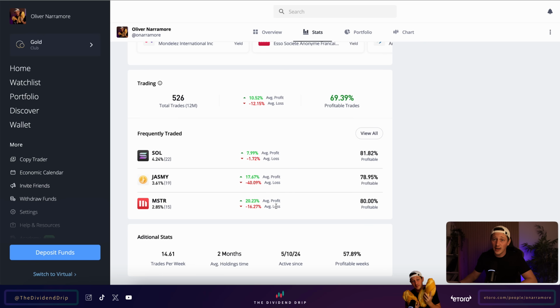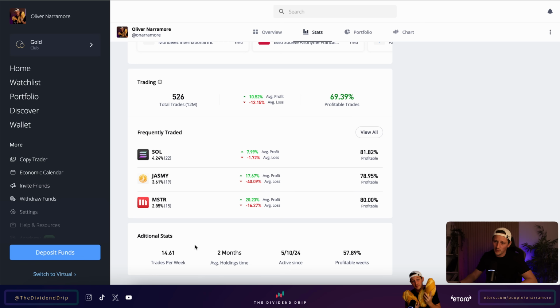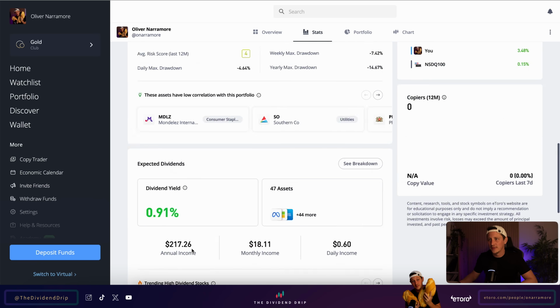Also, being a PI, the crypto is never really something people want to copy you on because it's so volatile. I think a lot of people now want to put their money into something a lot more stable. So I'm ditching this crypto. Sorry, guys and girls, not for me. Then you've got some additional stats here at the bottom. Your average holding time, your profitable weeks, anything that you may need if you do want to.